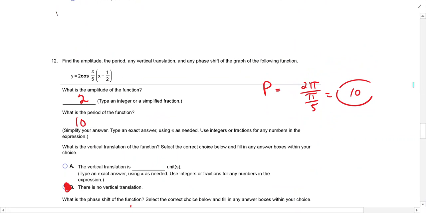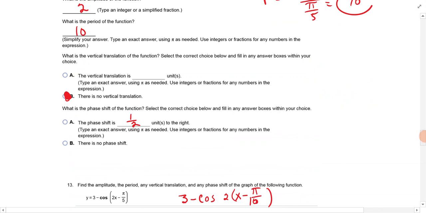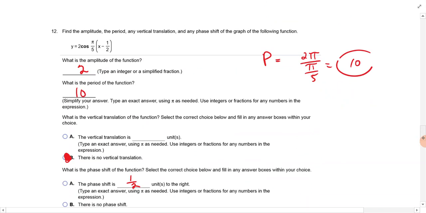All right. So for this one, 2 cosine pi over 5, x minus 1/2. So the x is fine. Amplitude is 2. The period is 2 pi over pi over 5. Flip, and you end up with 10 because the pi's will cancel out. There is no vertical translation. Phase shift is 1/2. Okay.